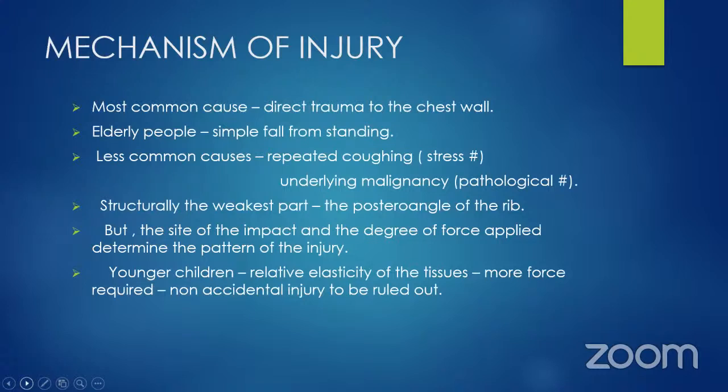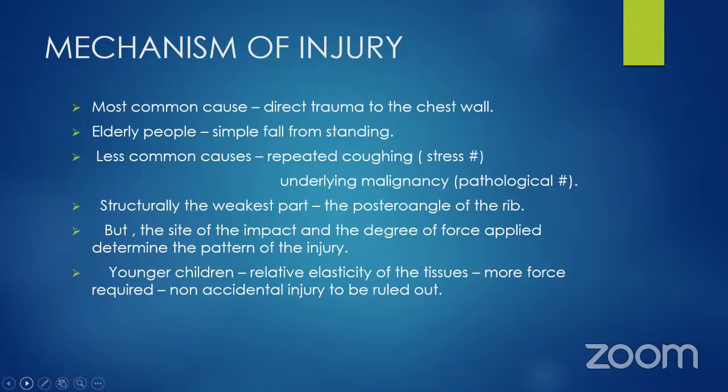And coming to the mechanism of injury, the most common cause of rib fractures is direct trauma to the chest wall. But in elderly people, a simple fall from standing can also lead to rib fractures. Less common causes include stress fractures and pathological fractures. Stress fractures can be caused by repeated coughing, while pathological fractures are due to underlying causes.